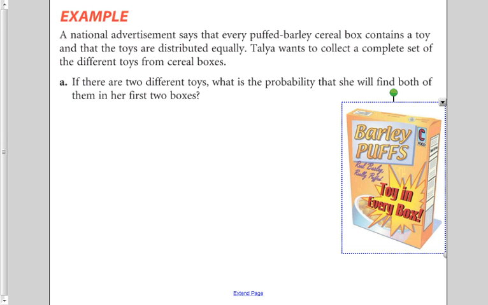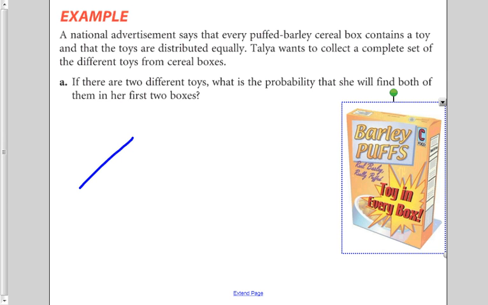The national advertisement says that every puffed barley cereal box contains a toy and the toys are distributed equally. Talia wants to collect a complete set of toys. There are 2 boxes. What's the probability she will find both of them in the first 2 boxes?